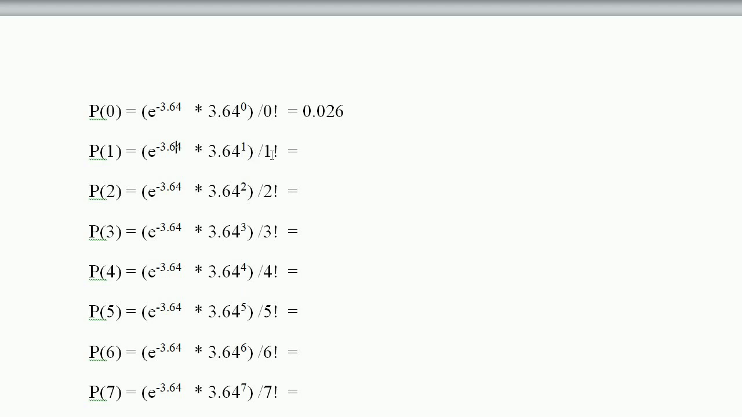X factorial is nothing but 1 factorial. So you are going to get a value of 0.095. Calculate and see that you are going to get 0.095. Again, P of 2: e to the power minus alpha, where alpha value is 3.64, to the power x, where x is 2, divided by 2 factorial. Then the value you are going to get is 0.13173.